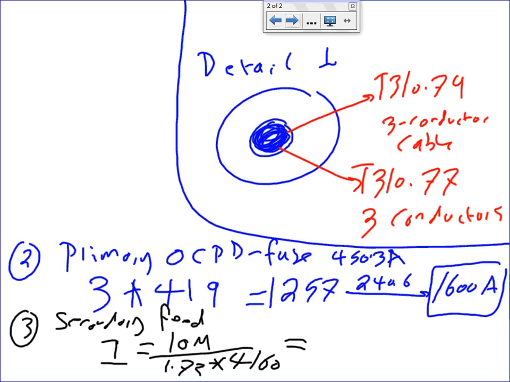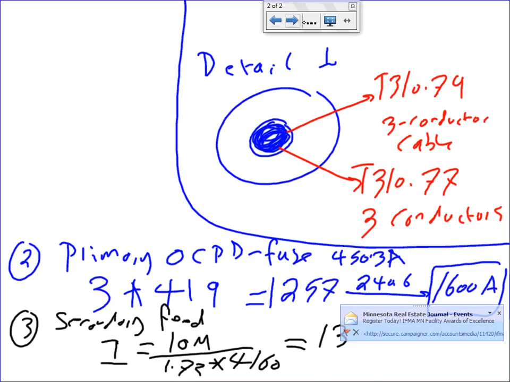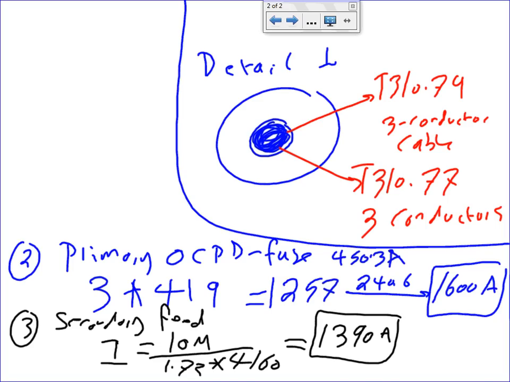Anybody come up with a number? It's gonna be a big number. 1390. 1390 amps. Thank you. Ryan, 1390.